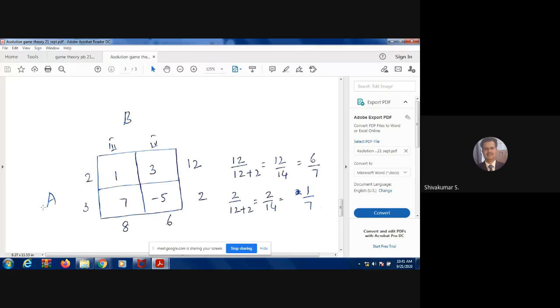Difference of 1 and 3 is 2. 7 and minus of minus 5, 12. 1 and 7 difference is 6. 3 minus of minus 5, 8. We call these the oddments of B, oddments of A.